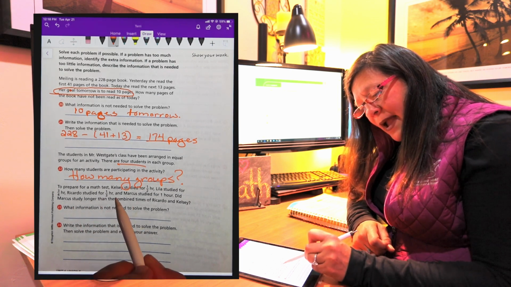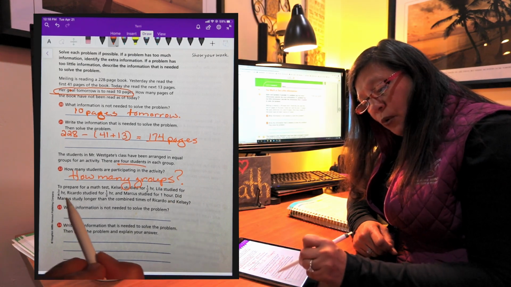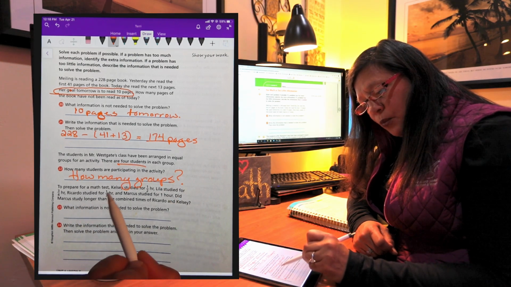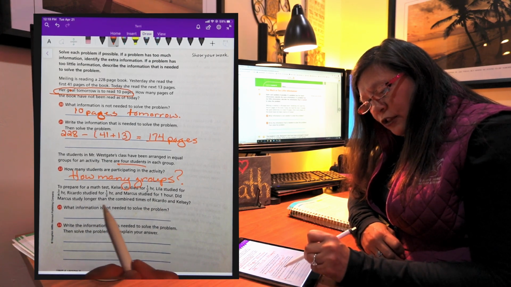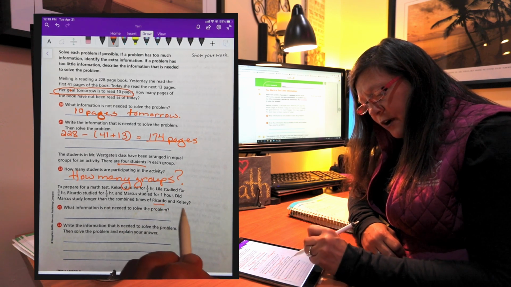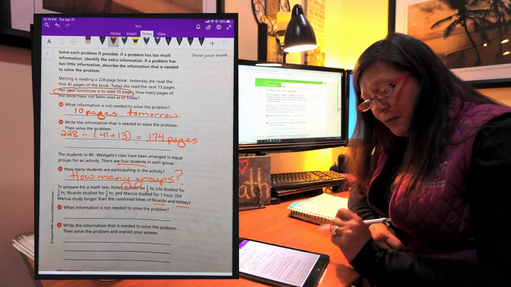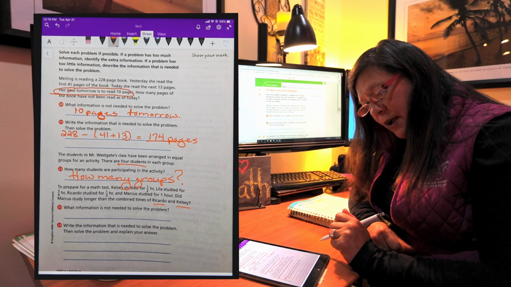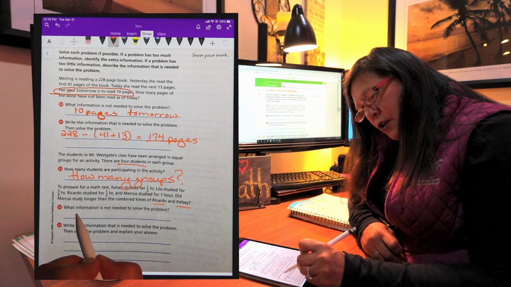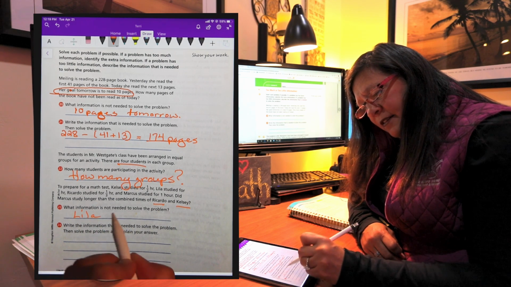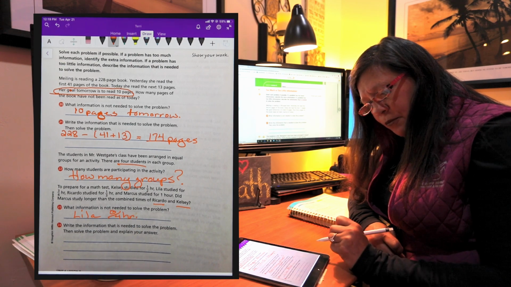Next one, to prepare for a math test, Kelsey studied for 1/2 hour, Lila studied for 3/4 of an hour, Ricardo studied for 1/3 of an hour, and Marcus studied for 1 hour. Did Marcus study longer than the combined times of Ricardo and Kelsey? So in this situation, we have some information in the problem that we don't really need to solve the problem. What information is not needed? We don't need to know Lila's. She studied for 3/4 of an hour. We don't need to know that to solve this problem.